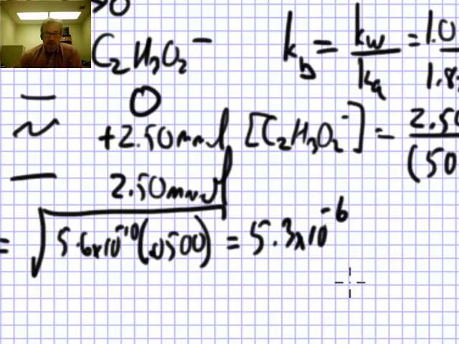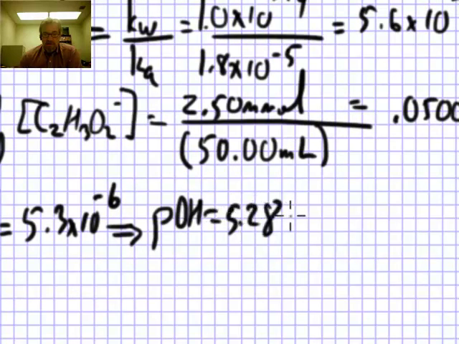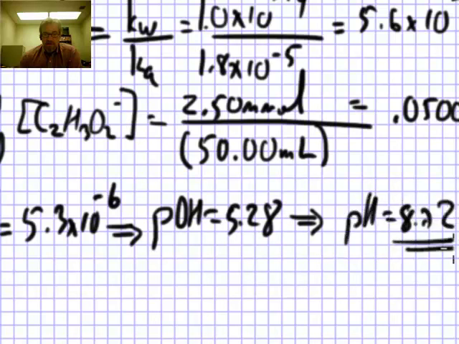So if we take the log of that and change it to a positive, we end up with a pOH, and that pOH value is 5.28. And if we subtract 5.28 from 14, we have pH, and the pH is 8.72. So the pH has risen, and in fact it is higher than pH 7 when we're at the equivalence point.